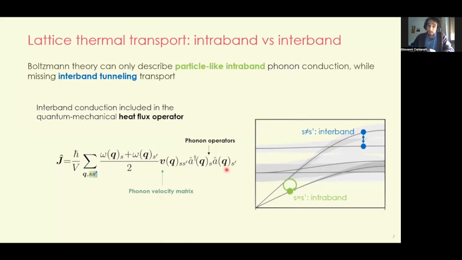But when you take S different from S prime in this formulation, this couple of operators describe a transition from one band to another. And so it describes an interband contribution to the heat flux.